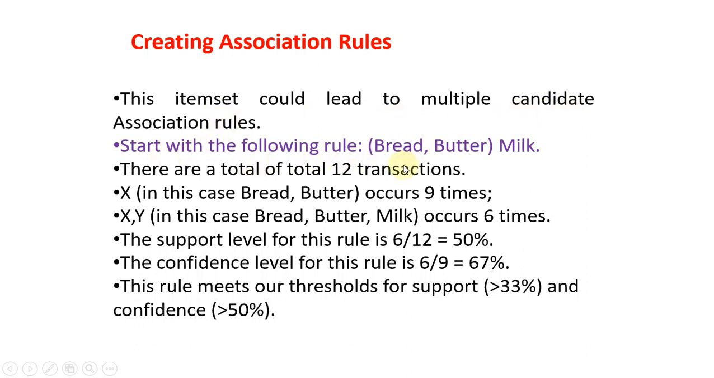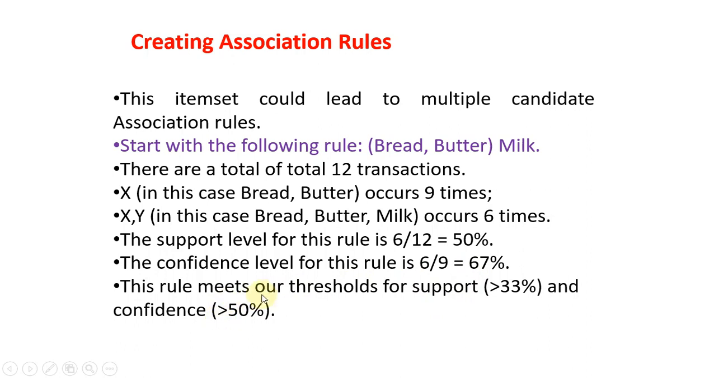Now first apply the bread butter combination, with milk kept outside. Here there are a total of 12 transactions. So X in this case is the bread butter combination, where milk is Y. So here X occurs how many times? 9 times, this bread butter combination. And X comma Y, this combination, occurs 6 times. So the support level for this rule is 6 divided by 12, which is 50%. The confidence level is 6 divided by 9, which is 67%.